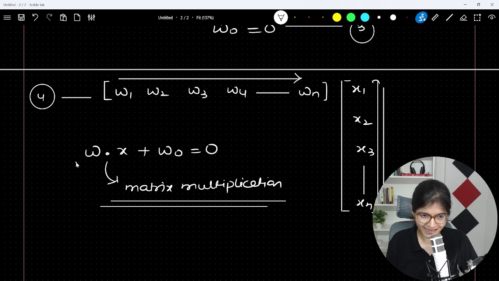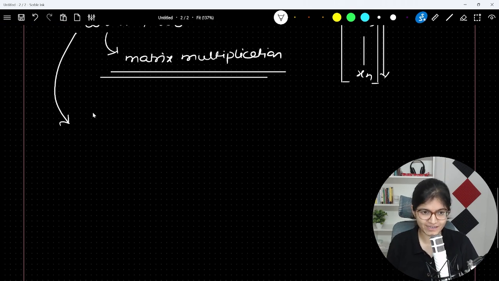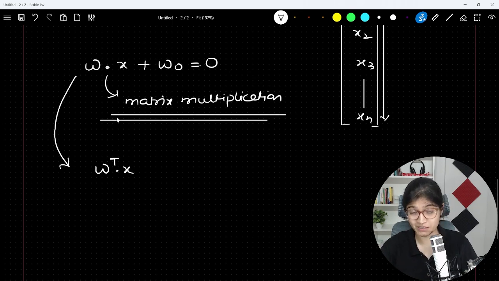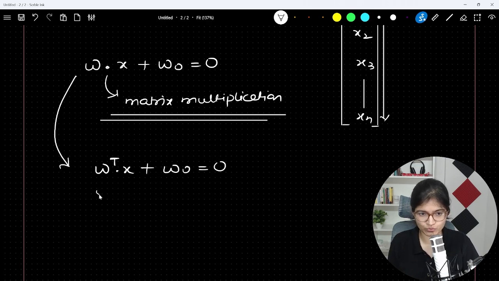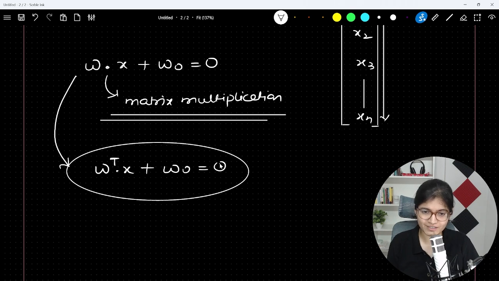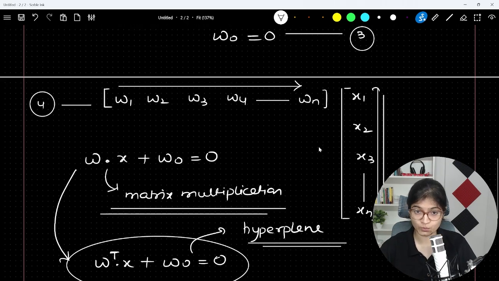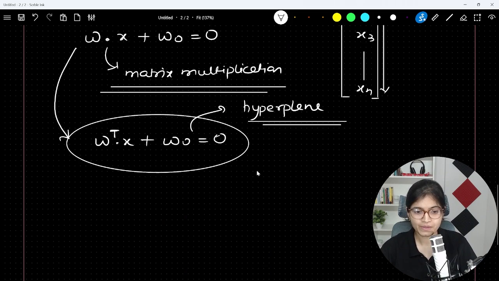Perfect. Now in mathematical notation, can we write the same thing like this, w transpose x? So we can write the matrix multiplication of w with x as w transpose x plus the value of w naught equals 0. And this is the equation of a hyperplane as well, right? Be it whatever dimensions you are in, this is the kind of equation which you will be able to form.